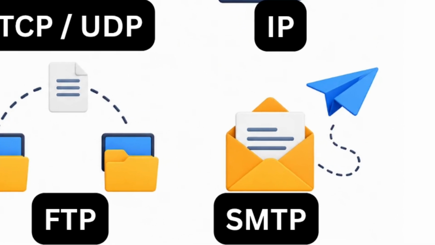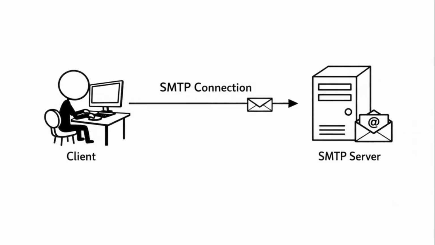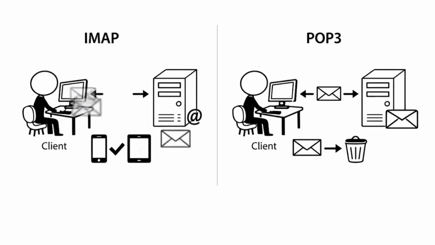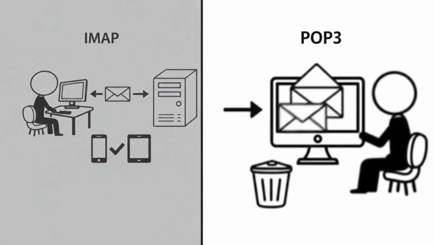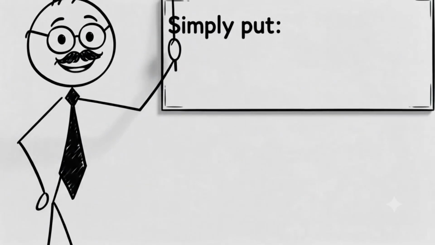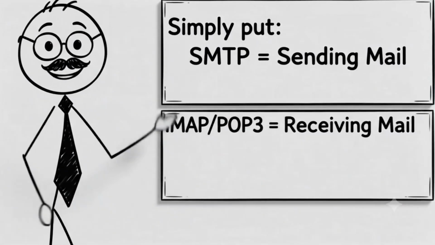6. SMTP. SMTP is an email sending protocol. When you send an email, it is passed to a mail server using SMTP. It is then forwarded to the recipient's server. Receiving mail is done via other protocols, such as IMAP or POP3. Simply put, SMTP equals send mail, IMAP/POP3 equals receive mail.